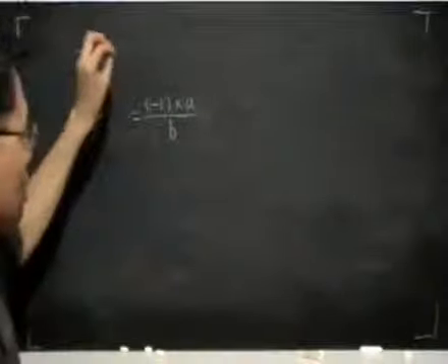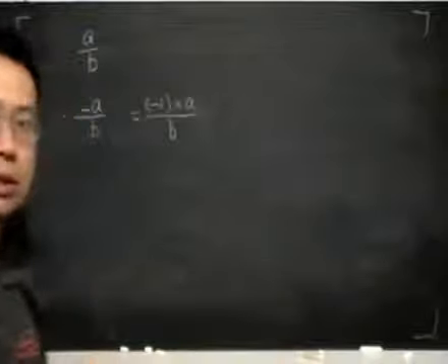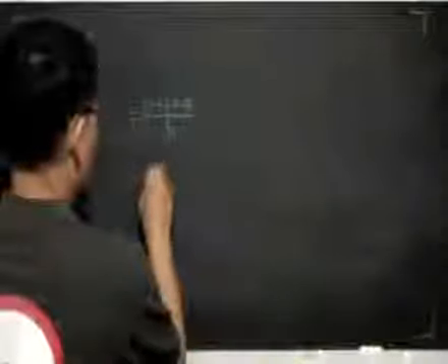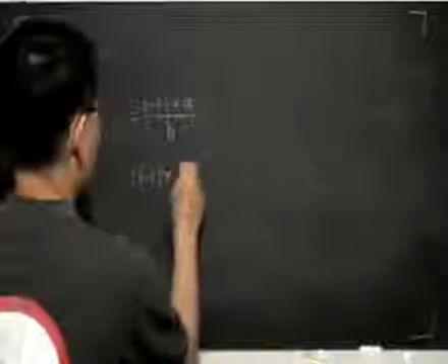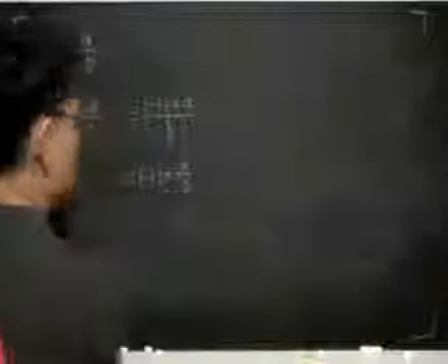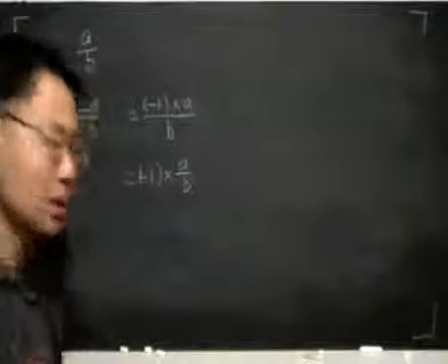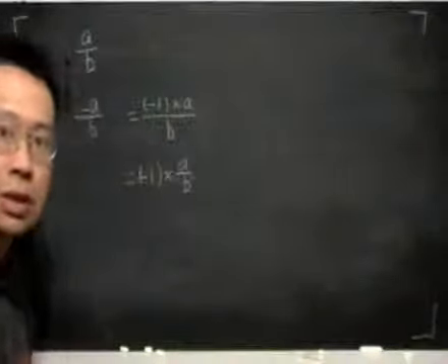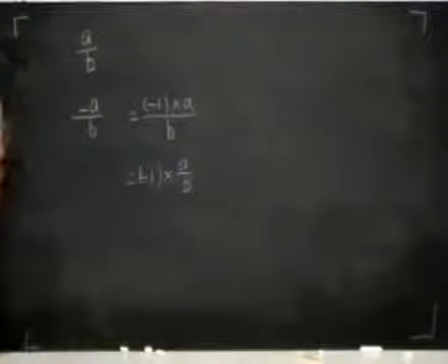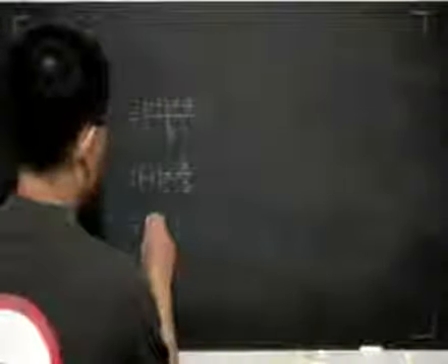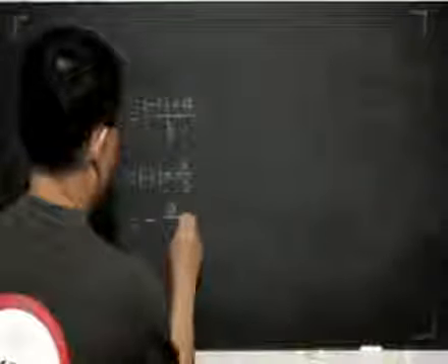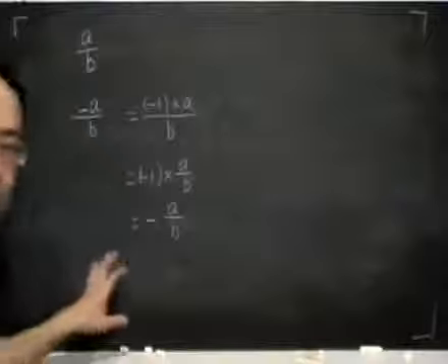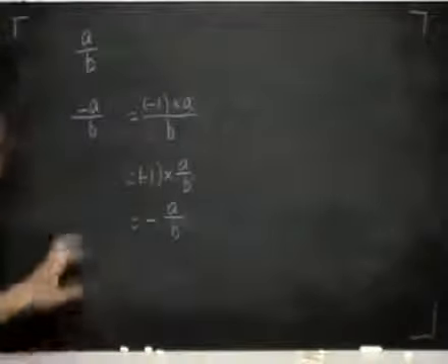Now if I have a fraction like this, I can write that as minus 1 times a over b. That's what it means, the same as that. And if I have minus 1 times something, times the number a over b, I can just write it as minus of a over b. So see what happened to the minus sign here.